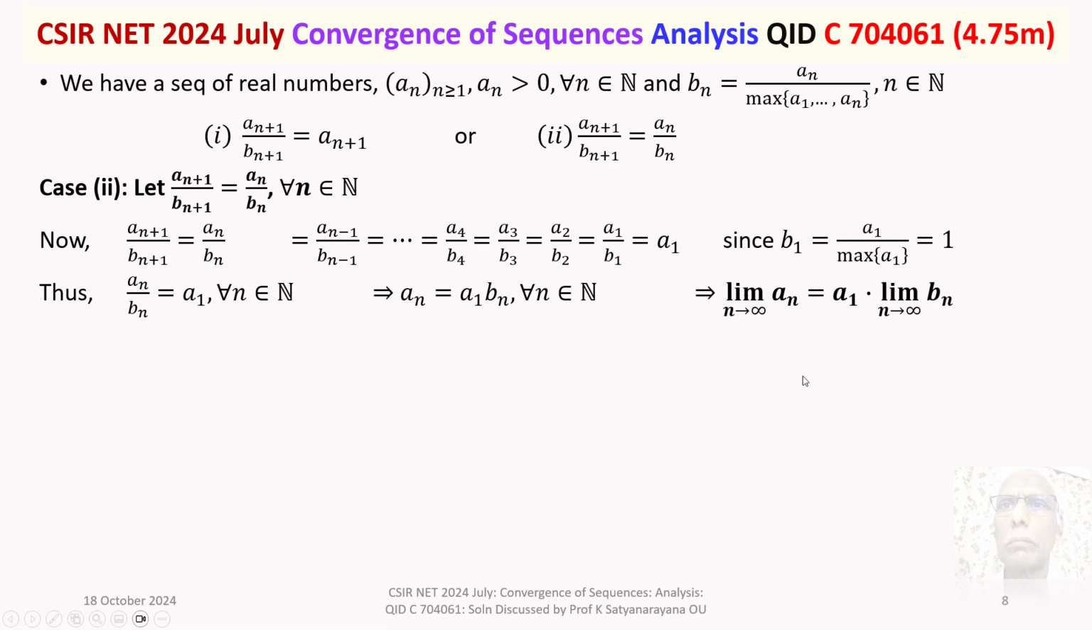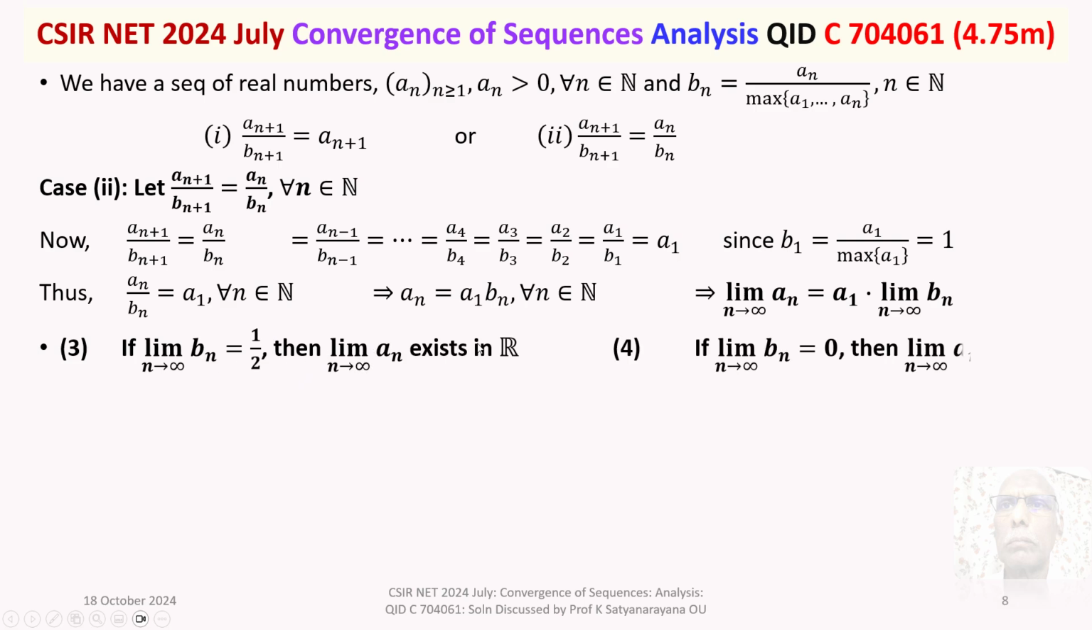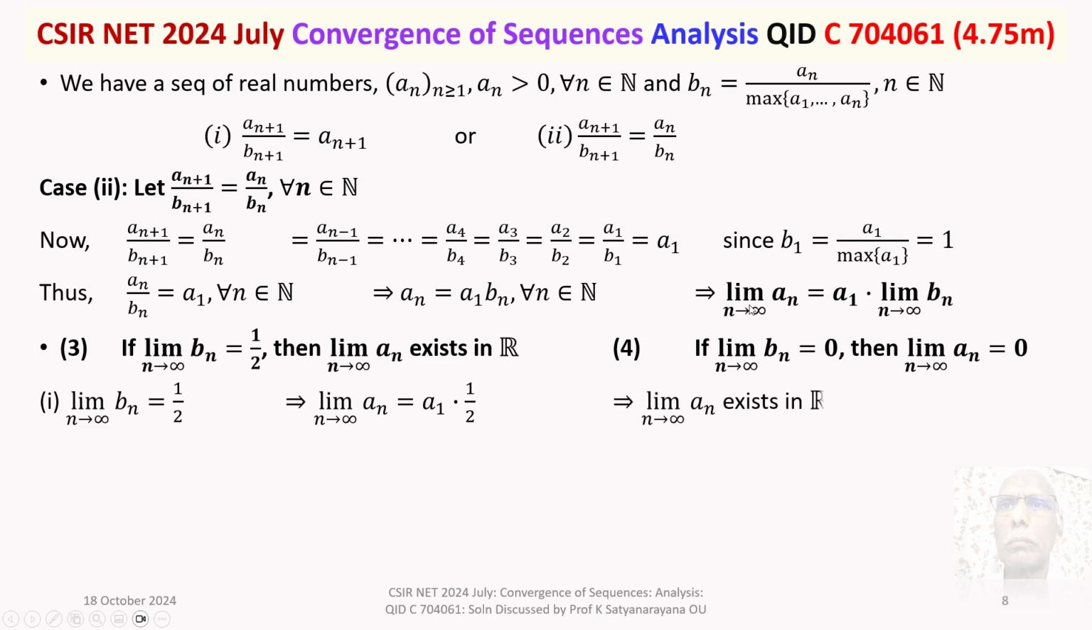Right. Now we come to option 3. If the limit of b_n is 1/2, then the limit of a_n exists in R. So now we take the limit of b_n is 1/2. Now what is the limit of a_n? a1 into the limit of b_n. So a1 into 1/2. That is, the limit of a_n is a1/2. It exists and is equal to a1/2. This means the limit of a_n as n tends to infinity exists in R. So option 3 is true.